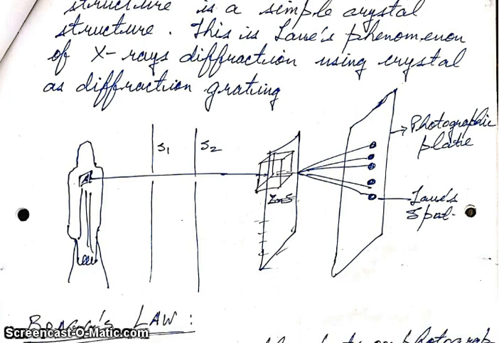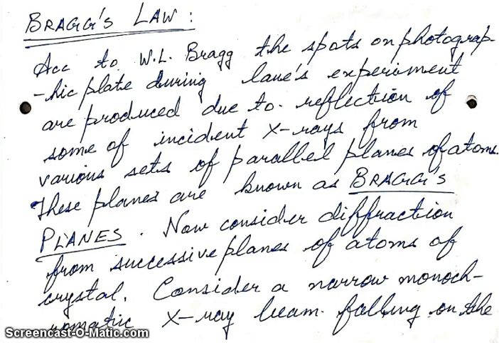Now we will continue with Bragg's law. It is a very important topic in your BTech class. A number of times it has appeared in exams. So according to W.L. Bragg, the spots on a photographic plate during Laue's experiment, which we have already done, are produced due to reflection of some of the incident X-rays from various sets of parallel planes of atoms. These planes are called Bragg's planes.